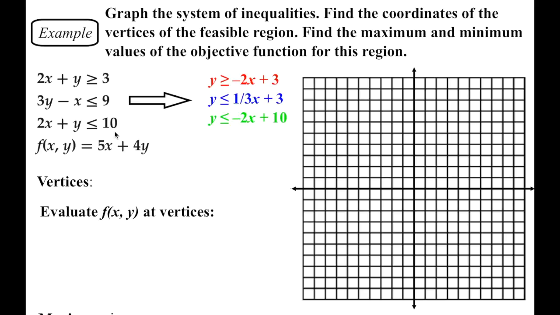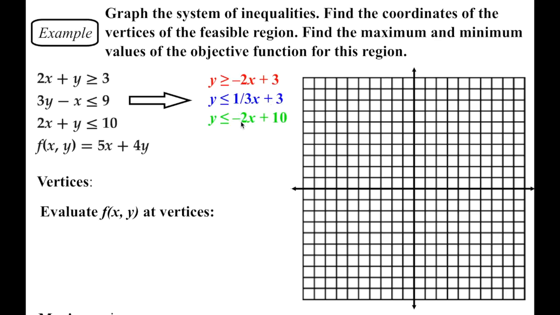So we can see we have two parallel lines. The green one and the red one are parallel. And then we also have another blue line that has a slope of 1/3. These two share the same y-intercept. They cross the y-axis at +3. So go ahead and graph those.